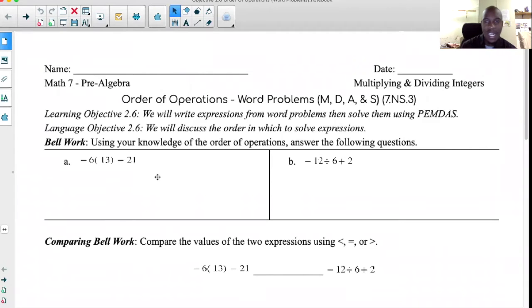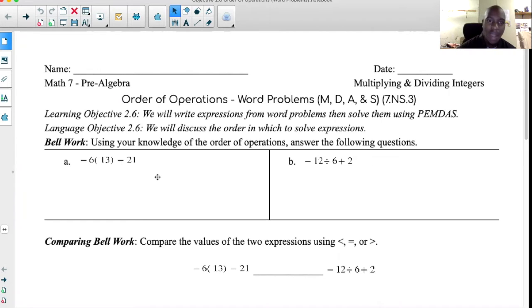Let's dive right in. If you have your packet with me, please open up to lesson 2.6, where we're going to be talking about word problems. Don't you love them? All right, let's do it. We're going to focus on writing expressions from word problems into this order of operations. And of course, we will also then solve them using the technique of PEMDAS, okay? So using your knowledge of the order of operations, let's answer the following questions.